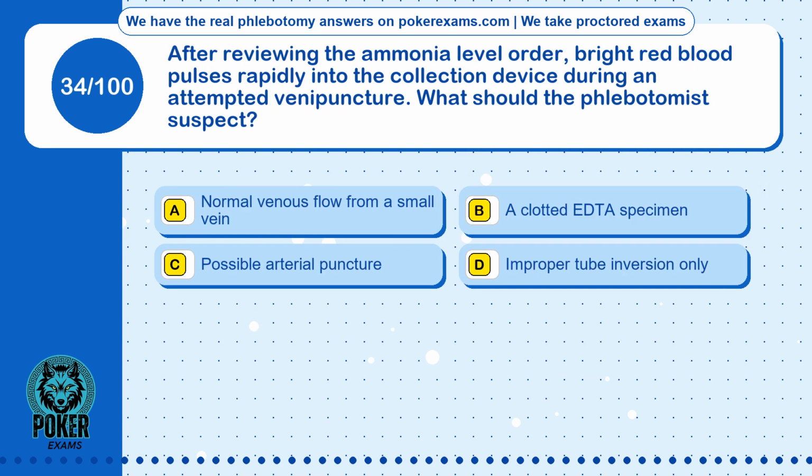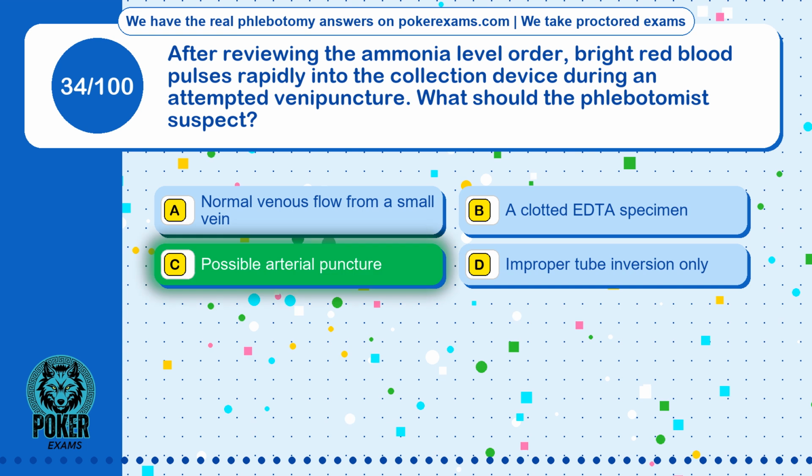Question 34. After reviewing the ammonia level order, bright red blood pulses rapidly into the collection device during an attempted venipuncture. What should the phlebotomist suspect? Option A. Normal venous flow from a small vein. Option B. A clotted EDTA specimen. Option C. Possible arterial puncture. Option D. Improper tube inversion only.